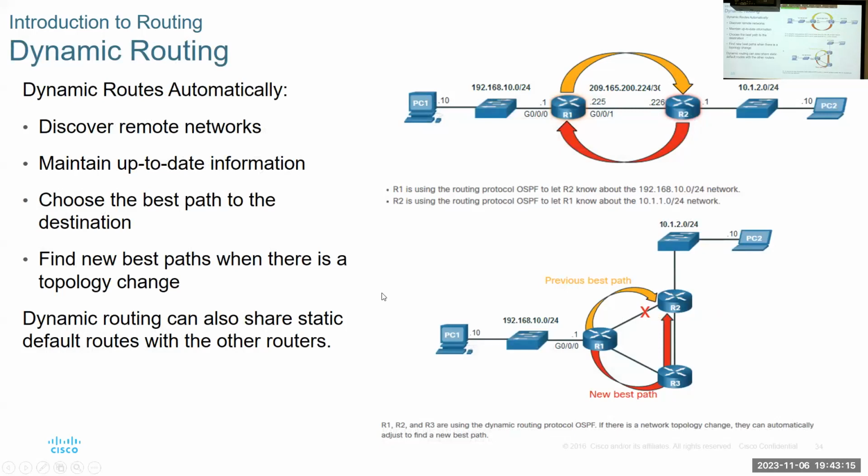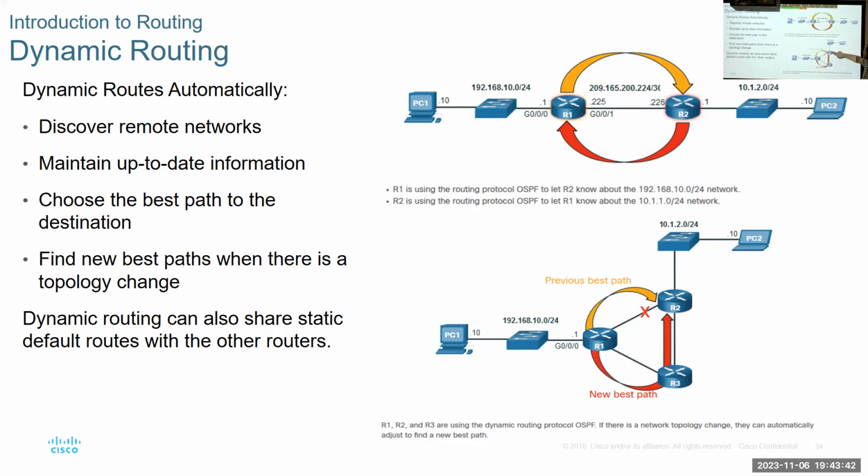All right, dynamic routing is basically what it sounds like. The routes are dynamically created in the router, and that's by using a routing protocol. So the routers talk to each other and they give each other information about the networks they know, and they insert them into the routing tables.